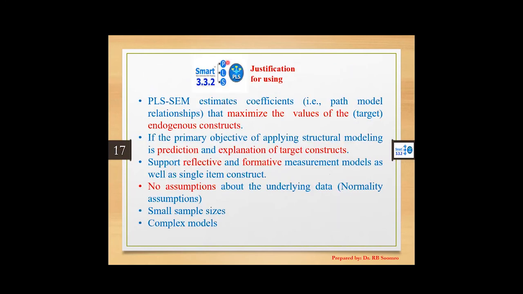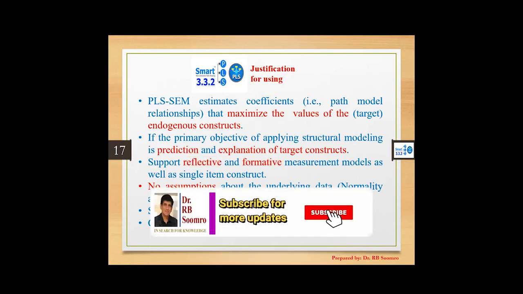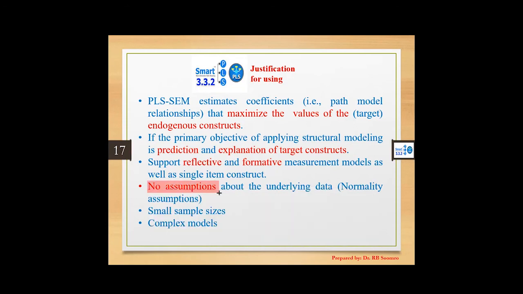And then here, justification: why should we use Smart PLS? Smart PLS, as I told you, estimates the coefficients and maximizes the value of the endogenous construct's R square. The primary objective is prediction and explanation of the target construct. It supports reflective and formative constructs. I think this is the biggest advantage of Smart PLS over AMOS, because it handles both. No assumptions: again, another very important benefit of Smart PLS over AMOS.